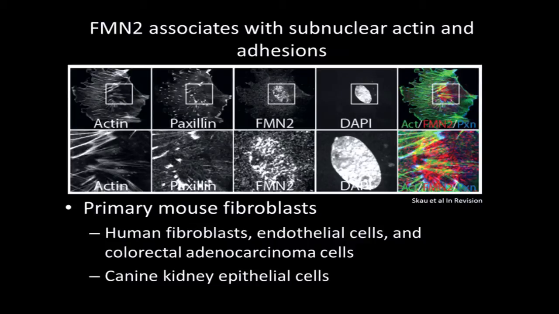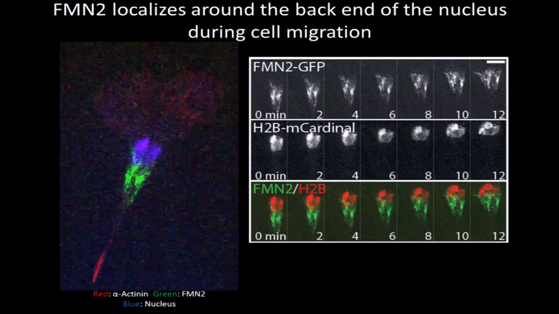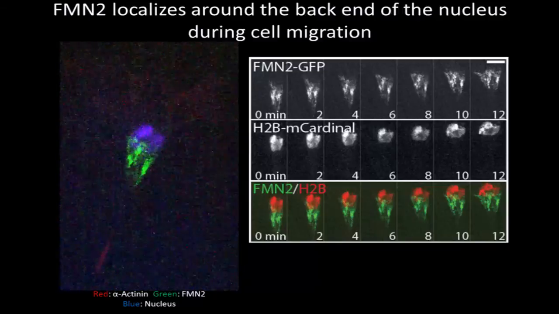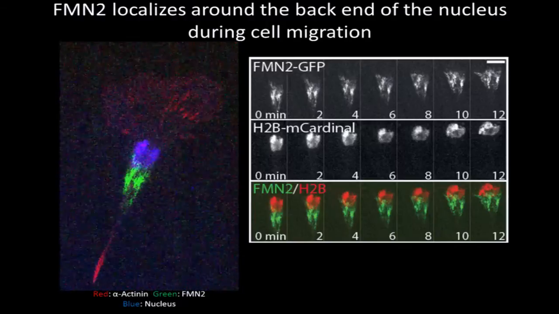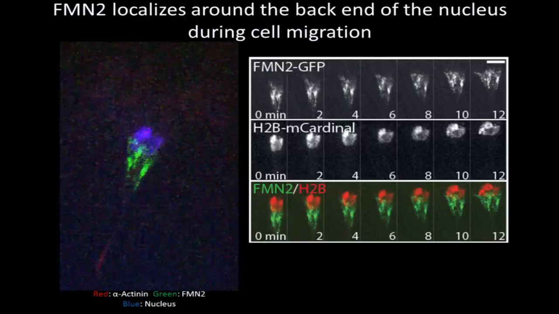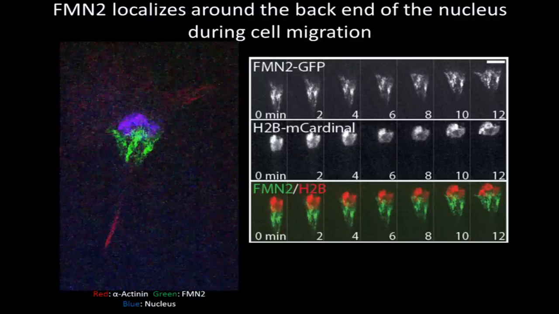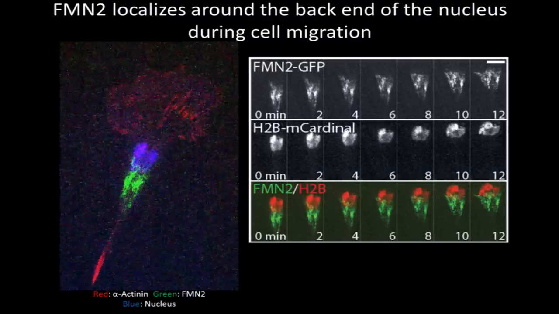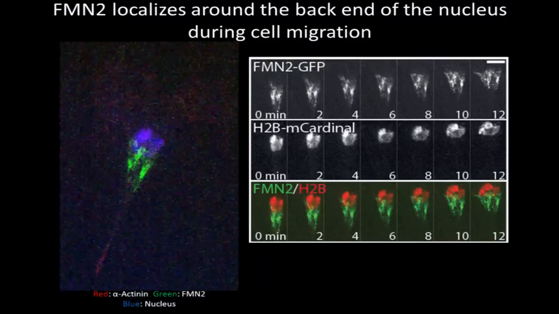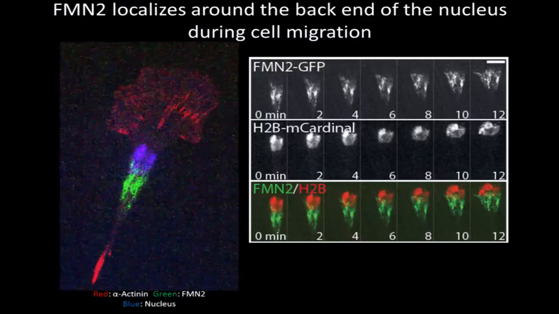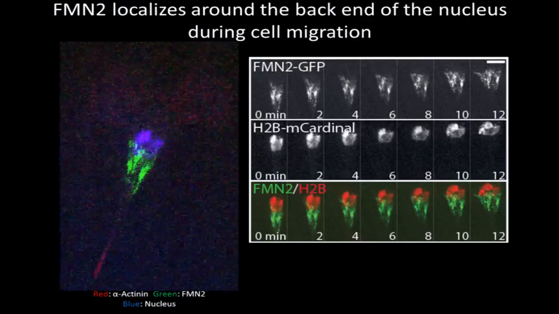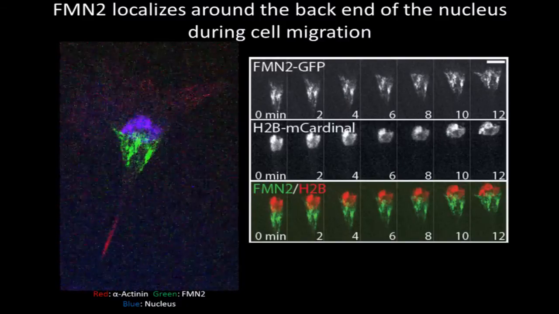We looked at this in multiple cell types, so endothelial cells, fibroblasts, and adenocarcinoma cells. When you make a GFP-tagged FMN2 and express it in a fibroblast migrating on fibronectin, it forms this sort of cage that follows around the back of the nucleus. I've never seen anything like this in my life. It's fibrillar, but I'll show you in a second that it's not necessarily actin-dependent fibrils. As a cell migrates, it makes this cup around the backside of the nucleus and follows the nucleus around, almost like cradling it.